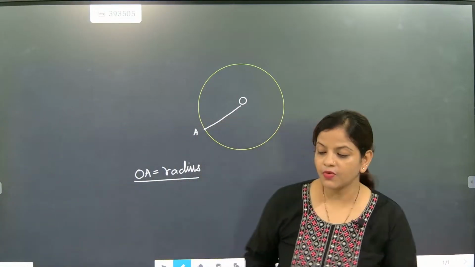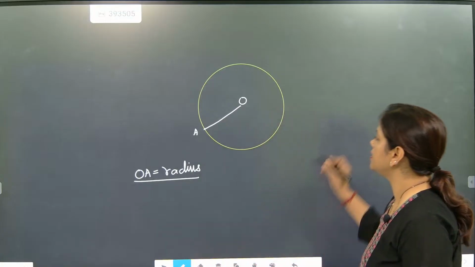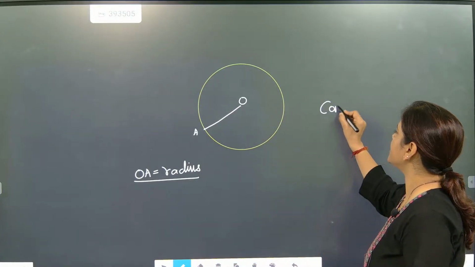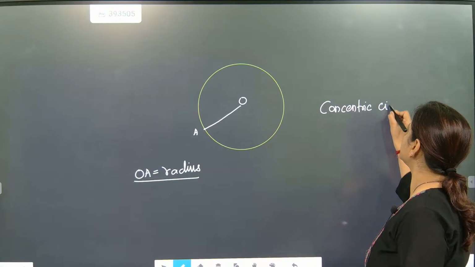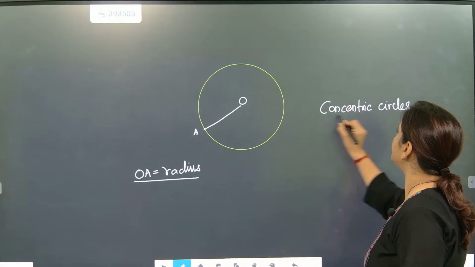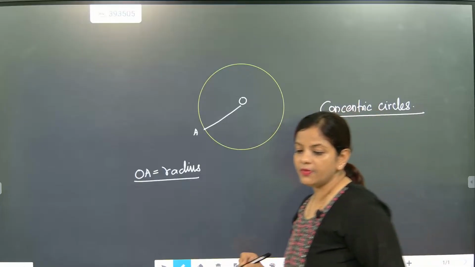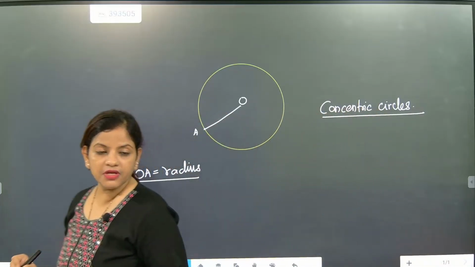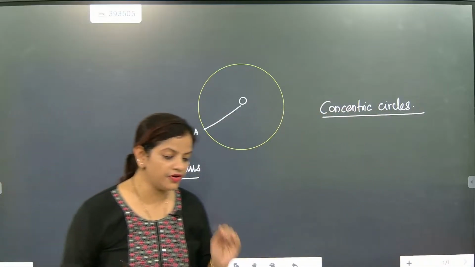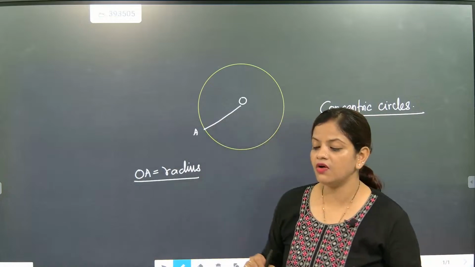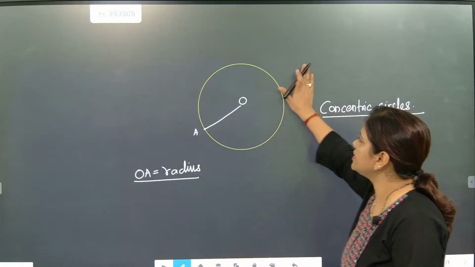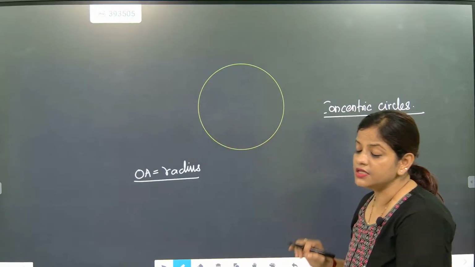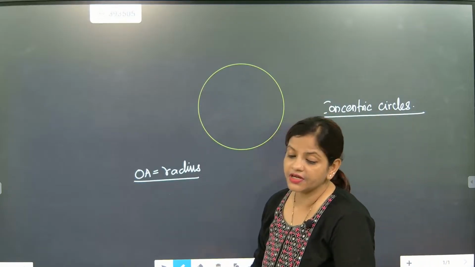After the radius, we are going to talk about concentric circle. Give a heading, beta. Concentric circles. What is the meaning of concentric circles? If somebody asks you, what is the meaning of concentric circle? The meaning of concentric circle is circles with the same center.